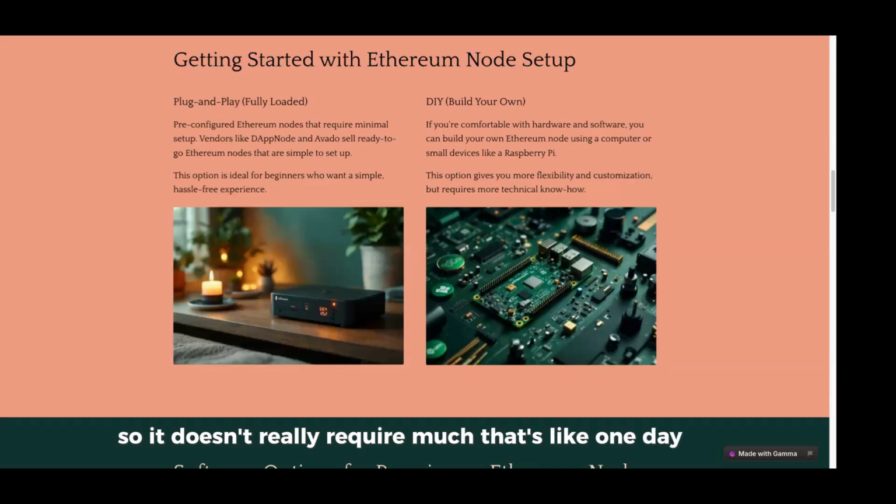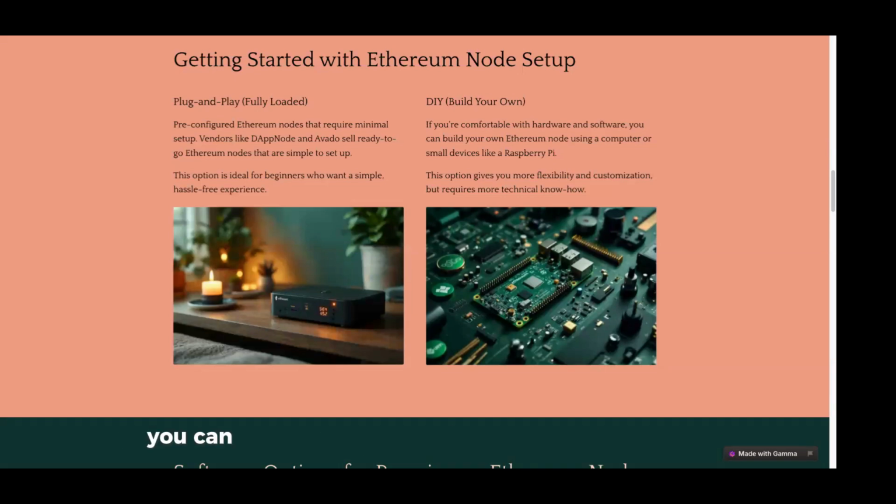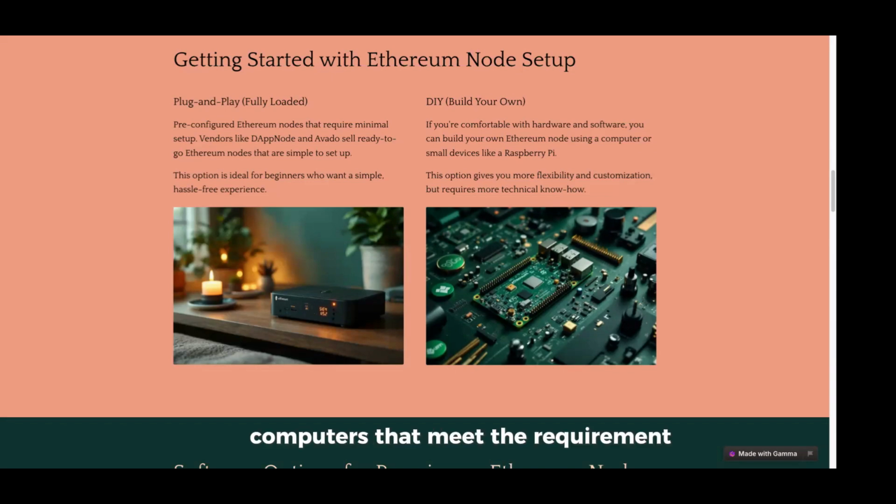That's one option, or you can build it yourself. You can get custom hardware, or you can get setups, basically computers that meet the requirements. Once you have a device that meets those requirements, then you can set it up.